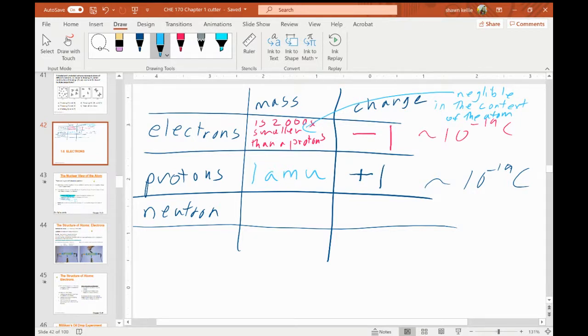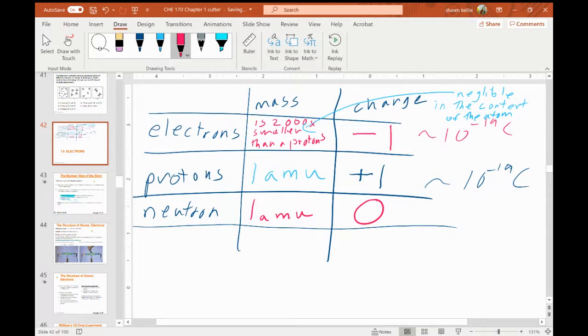The final entry in our triumvirate is the neutron. The neutron is the political moderate of the subatomic world. It doesn't want to take a stand on any issues. However, it wants to be given all the weight of someone who does.